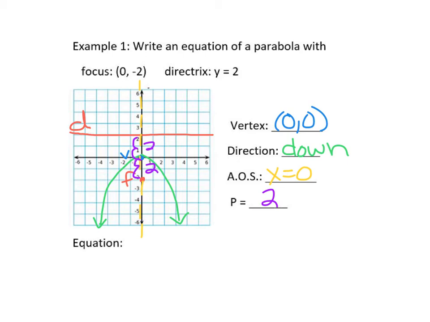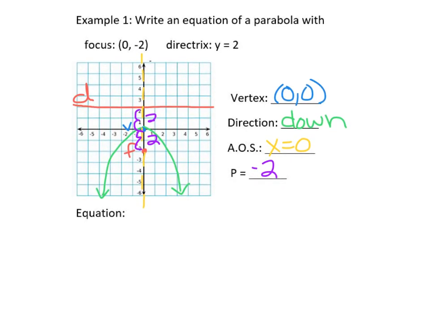But my p value also has a sign, so I need to determine whether it's going to be positive or negative. And I can determine that based on the direction of my parabola. This one opens down. We know that parabolas that open down have a negative a value, and p is a part of that a value. So my p is -2.